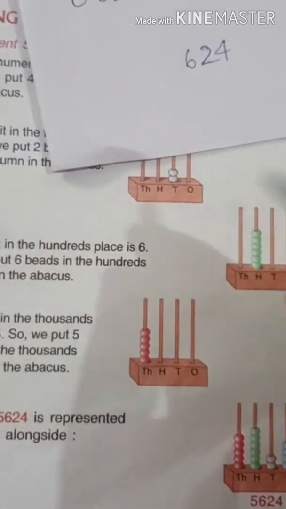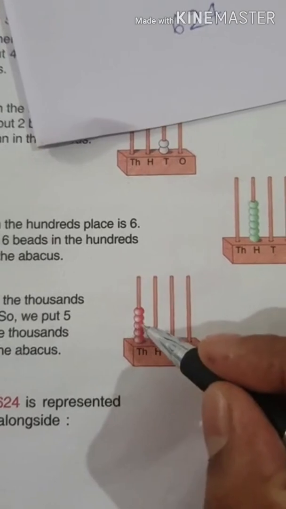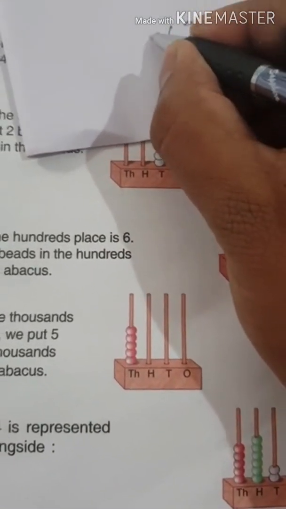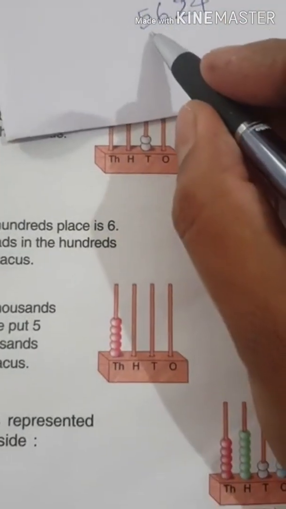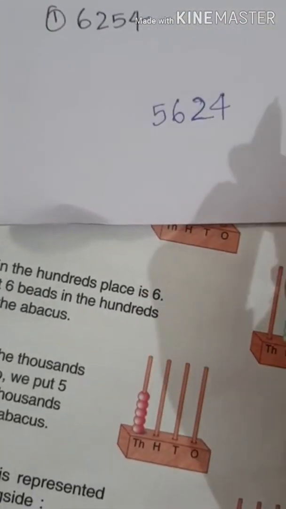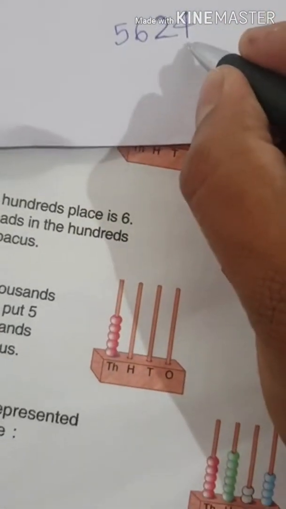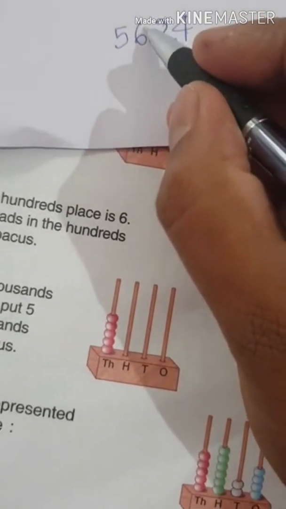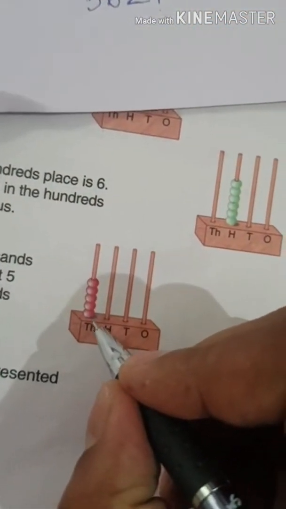And the last one, how many beads are there? 1, 2, 3, 4, 5. 5 beads in the thousands column. So which number is this? Say, how many digits are there? 1, 2, 3, 4 digits. So we can write 5 beads in the thousands column, so 5,000.